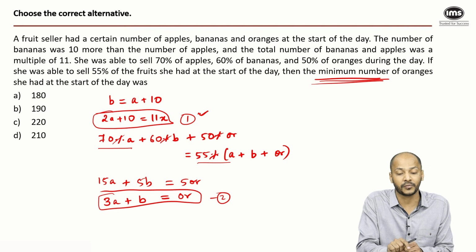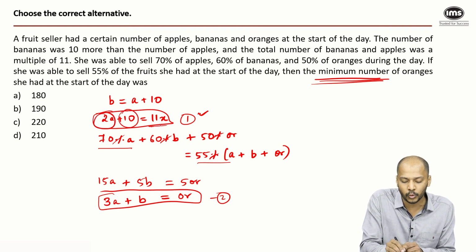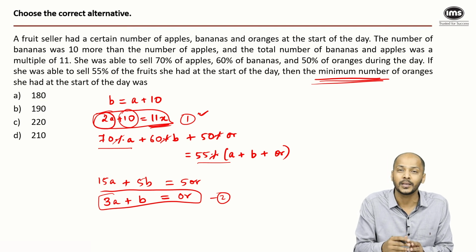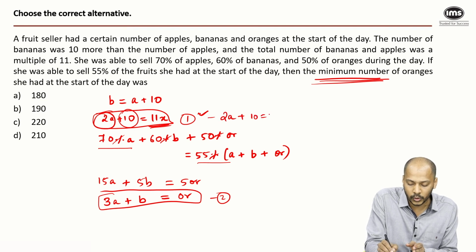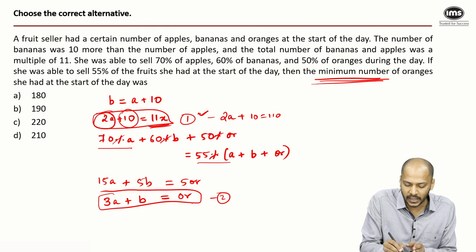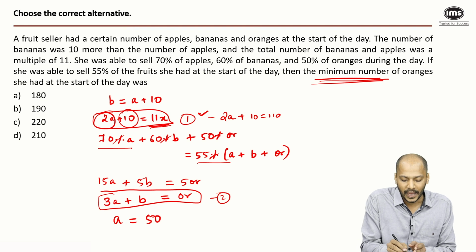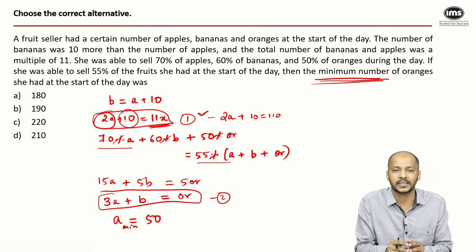2A would be a multiple of 10, and 10 is a multiple of 10, so I need to look for a multiple of 11 which again has a 0 at the end. The smallest such number is 110. So if I consider this 11x to be 110, I'll get 2A plus 10 equal to 110, which will give me 2A equal to 110 minus 10, that is 100. Therefore, A would come out to be 50. I think this is the minimum value of A which can satisfy both these conditions successfully.